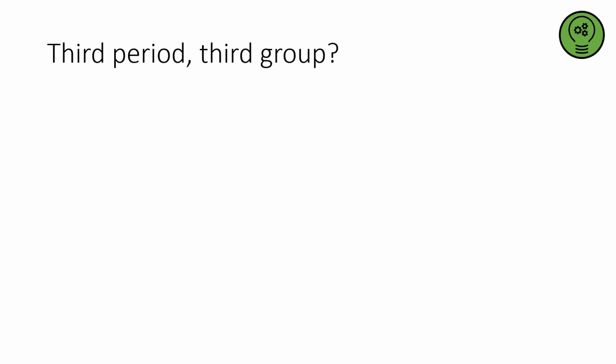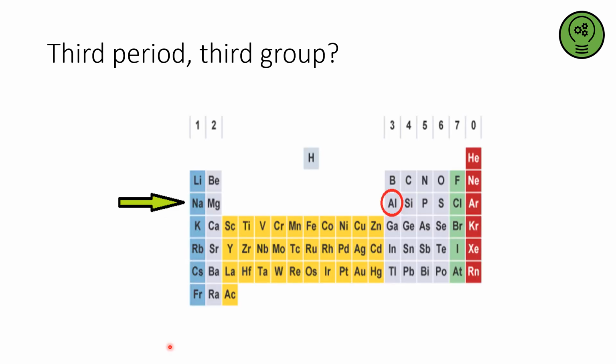Okay, I've got the 3rd period and the 3rd group for this one. Again, I'm looking at my periodic table. Now you'll notice here, let's do the period first. So period 1, period 2, period 3. So I'm along here somewhere. Why am I over here? Well, you ignore this orange bit, the transition metals. So this is column 1, group 1, group 2, and group 3 is over here. So I'm looking at aluminium.